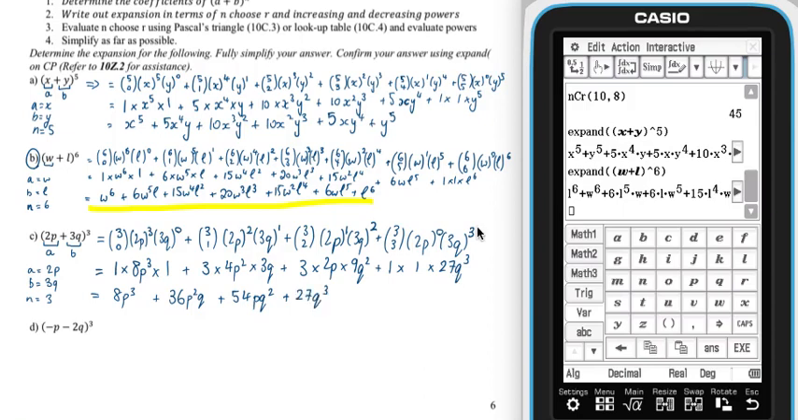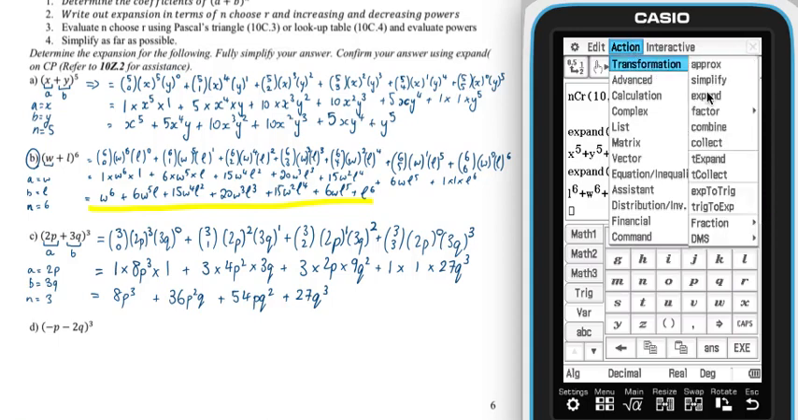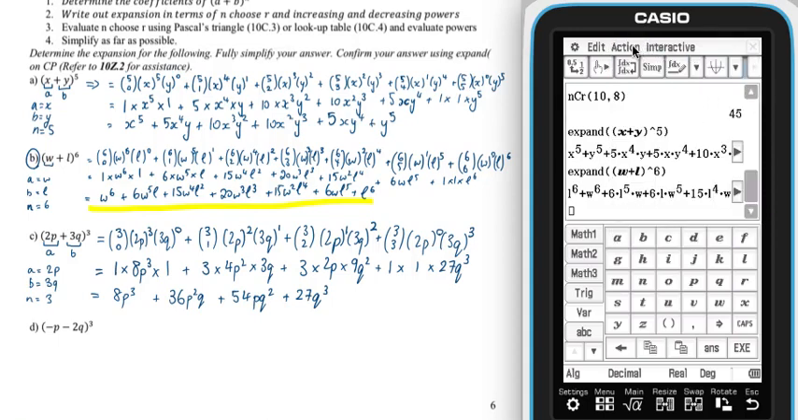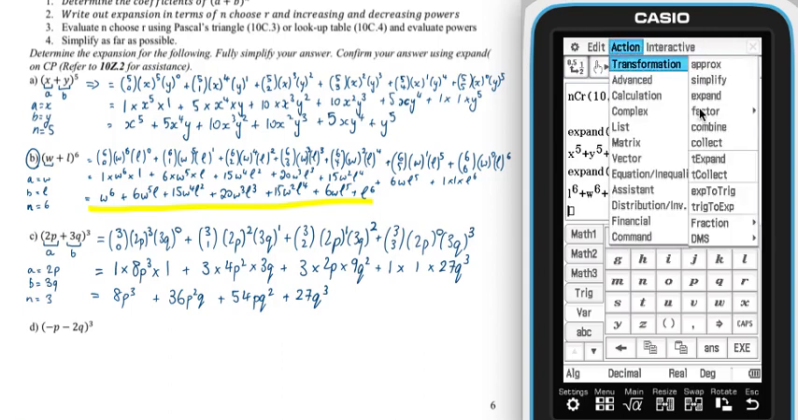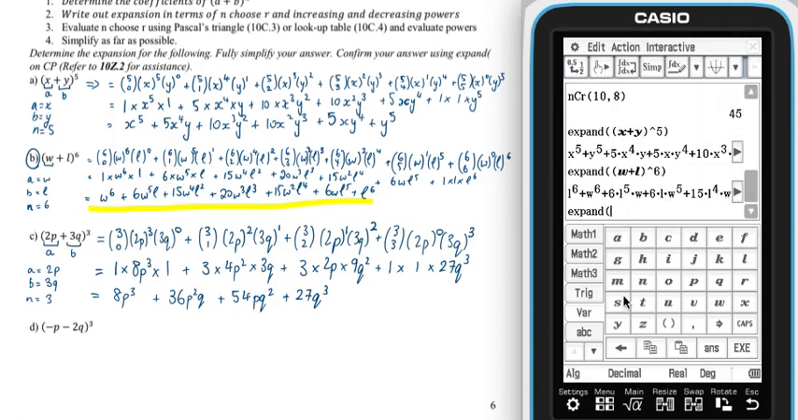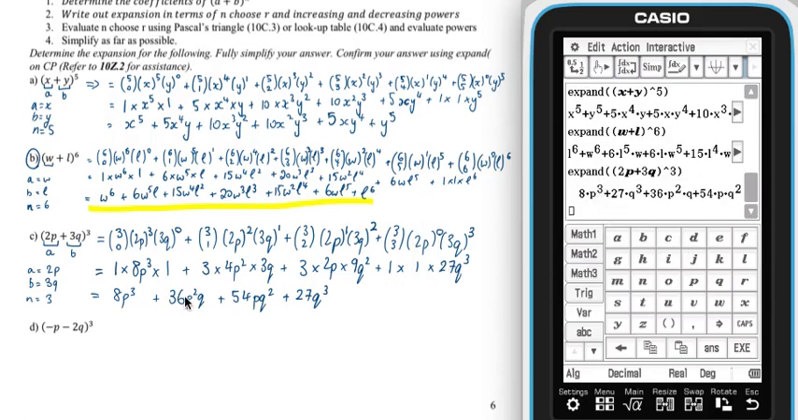To confirm our answer, let's plug into our calculator: action, transformation, expand. I don't know why it didn't come up the first time. There we go. And I'm going to use my variables again. So I type in 2p plus 3q, and this is all to the power of 3. Close that bracket. We've got 8p cubed, correct, and then we have 27q cubed, which is there, 36p squared q, and 54pq squared.